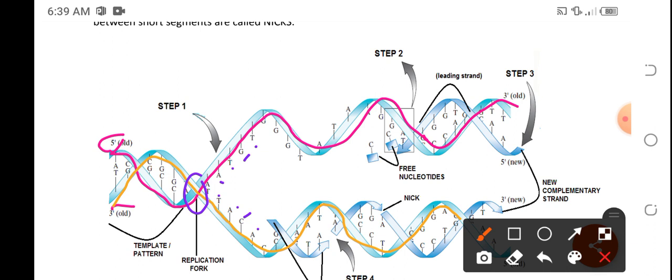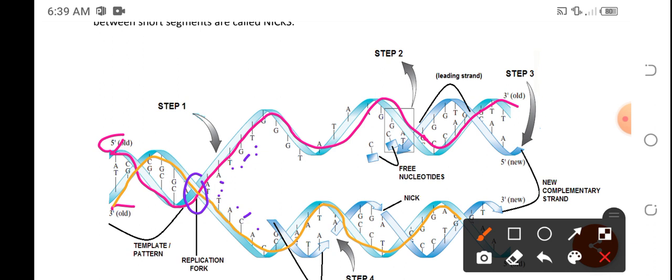Okay, so that is step number 1. The helicase, DNA helicase, causes the DNA strands to unwind, okay, producing 2 template strands. So, naka-expose na yung mga nucleotides nila dyan. Okay, and this is now the replication fork.